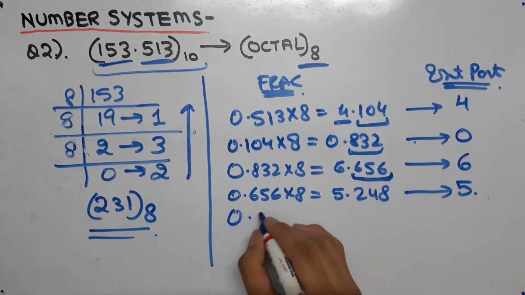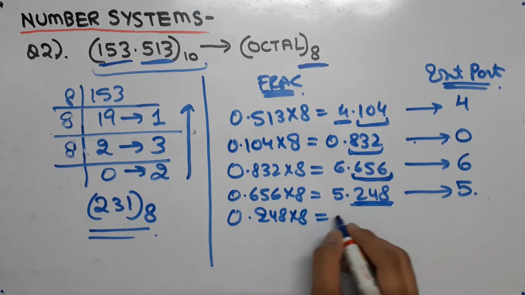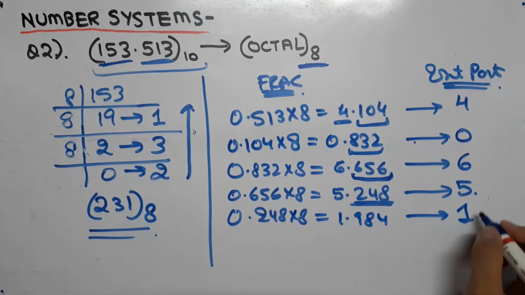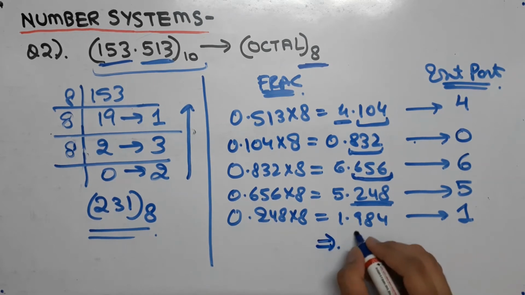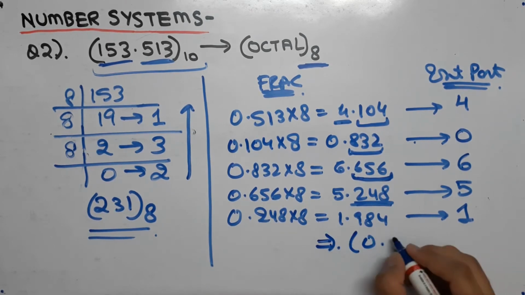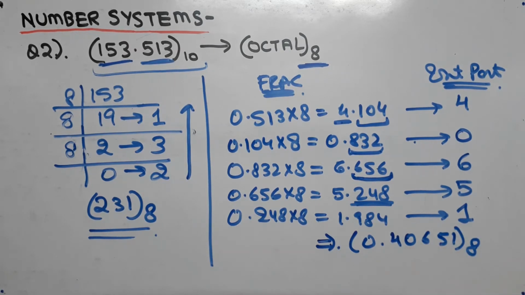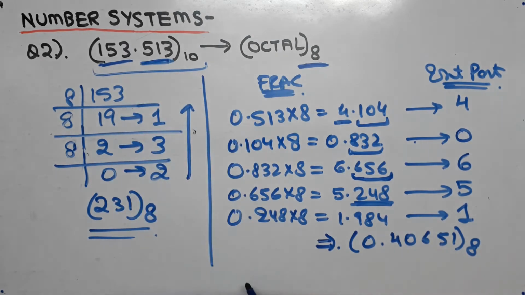Now similarly, we are going to multiply 0.248, that is this part, and we will get 1.984 and write the integral part over here, that is 1. Now guys, we have found out 5 integral parts and we can stop over here. But if you want to find out more, you can proceed similarly. So now we are going to write this in its octal form. That is, you will write this as 0.40651 with base 8. Now guys, this is the octal form of our fractional part.